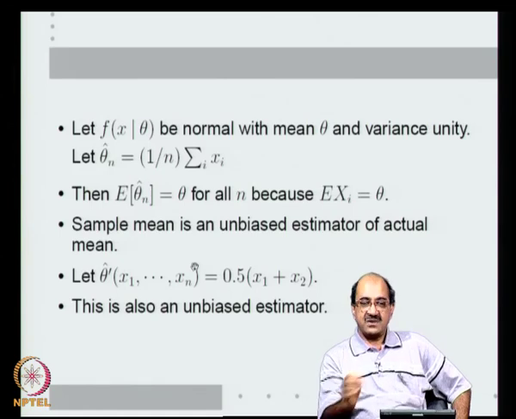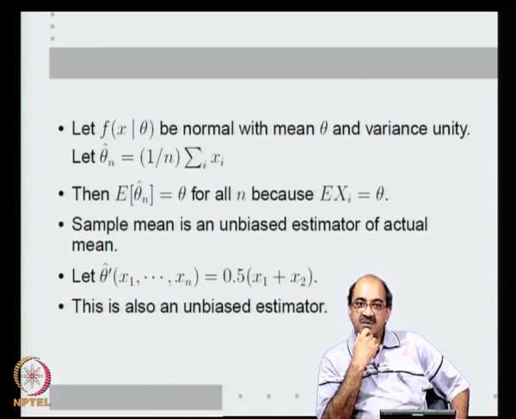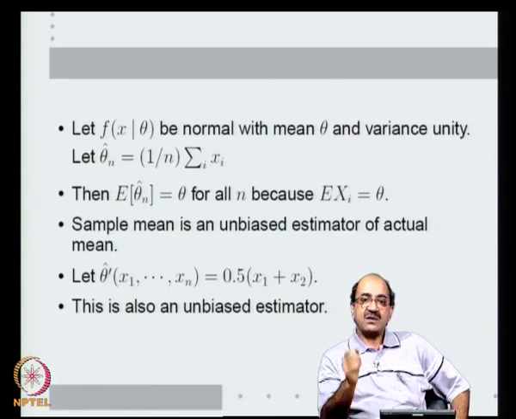Take the example. Let us say theta hat of x_1 to x_n is only (x_1 plus x_2) by 2. Even though I have n samples, let us say I throw away all but the first 2 samples and take my estimate as just the average of those 2 samples. What is the expected value of theta hat? It is 0.5 times the expectation of x_1 plus the expectation of x_2, which is also equal to theta, right. So, this is also an unbiased estimator.